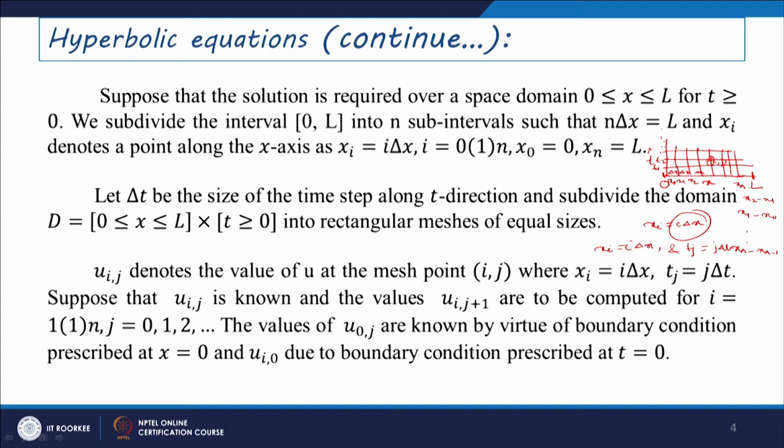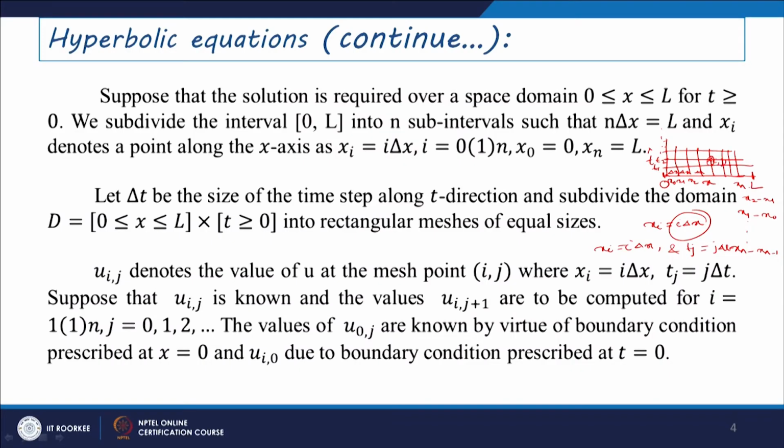Suppose u subscript i superscript j denotes the value of u at the mesh point ij, where xi and tj are the coordinates, existing at a distance i del x in the x position and j del t in the time direction. If we go for the computation at a level where u i j is known to us, we will compute the value at the next time step level, u i j plus 1.